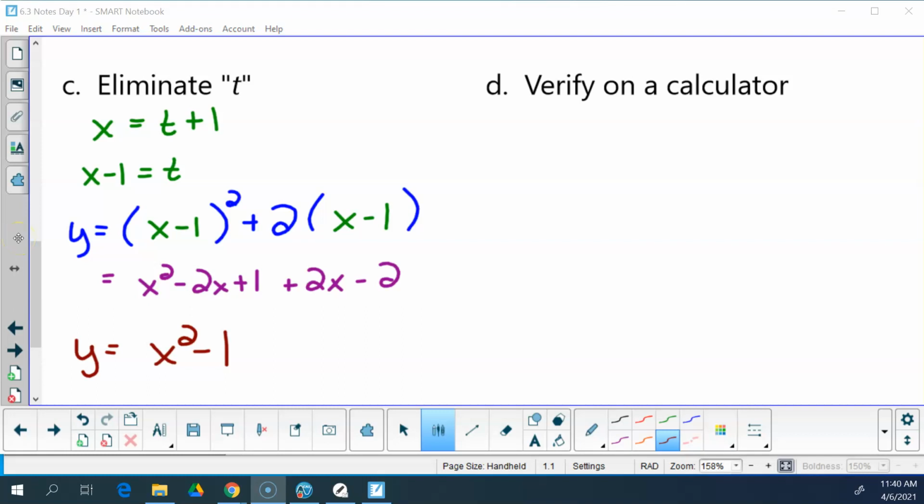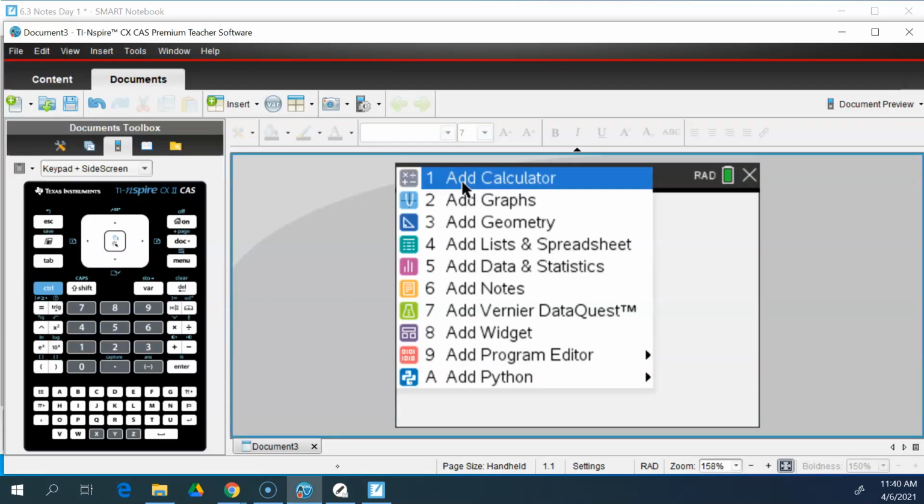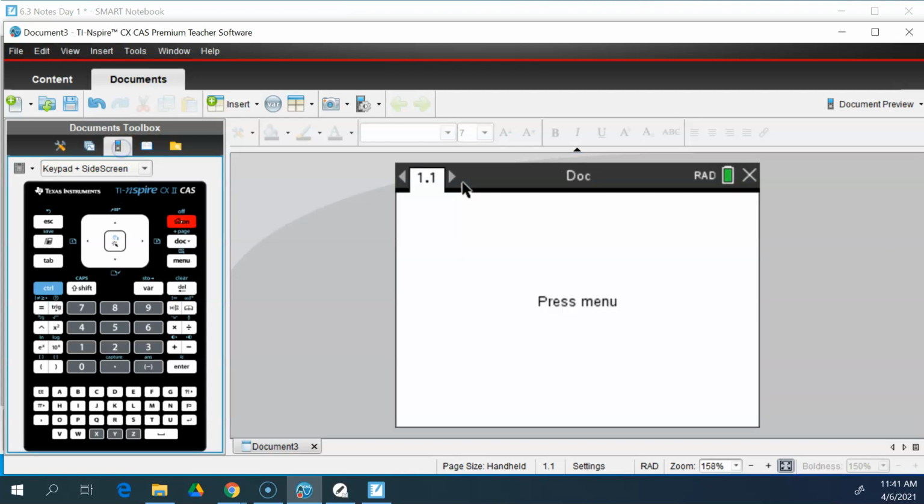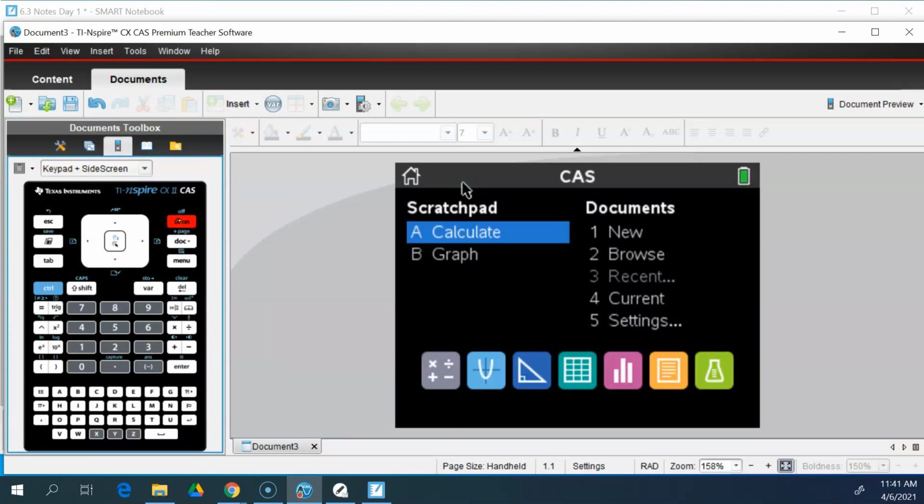It said to verify it on the calculator. So all of you have an Inspire calculator there at your desk. What I would like you to do now is double tap the on button. When you double tap the on button, the first one turns it on. The second one gets you to a screen that looks like this.